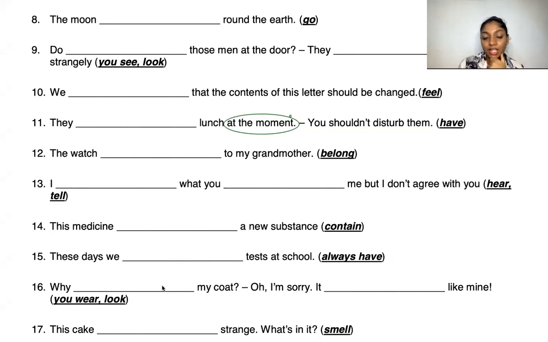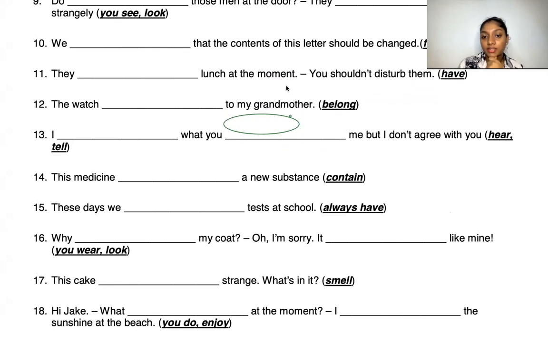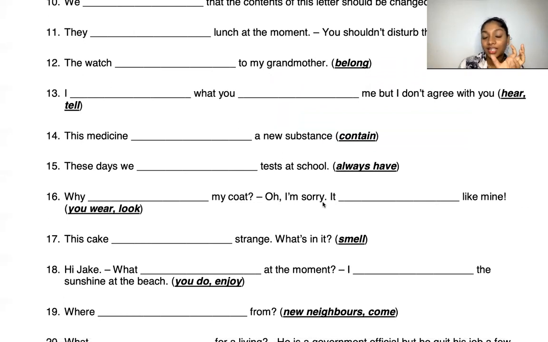Your answers are correct. Number 14, what is the answer? This medicine contains a new substance. අන්තර්ගතයේ content එක කියලා කියනවා. contain කියන්නේ ඒක ඇතුලේ තියනවා කියලා අපි කියන්නේ contain. Yes, very good. So මෙතන medicine, this medicine contains a new substance.